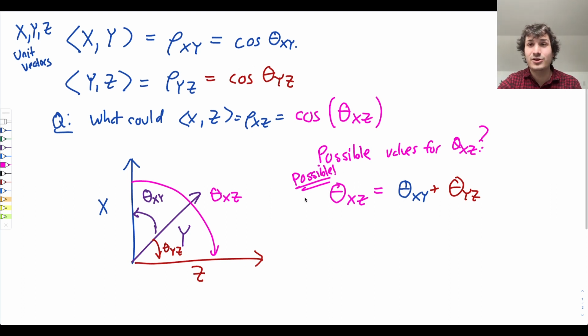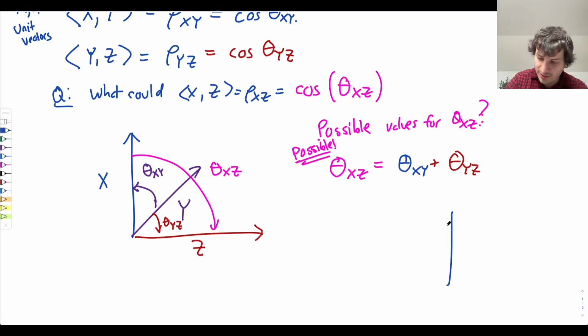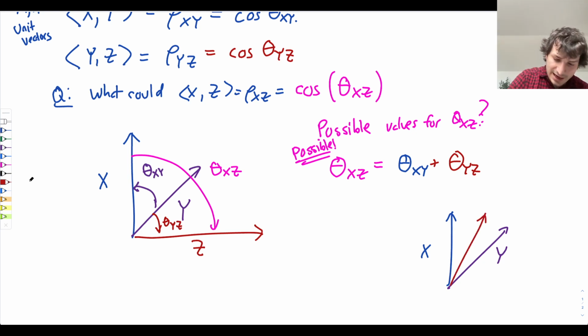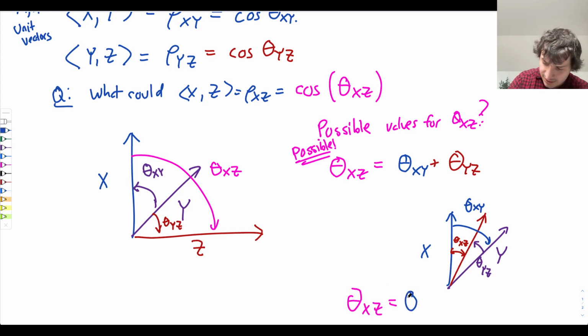Another possibility is that they could subtract. So here's a picture with x over here and y, the middle variable, over here, and then z on this side. So this is another possibility. And in this one, the angle theta x to y and theta y to z are subtracting instead of adding. So in this situation, theta xz equals the difference, theta xy minus theta yz. And that could happen too. So this is another possibility.